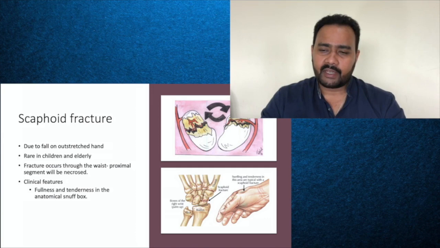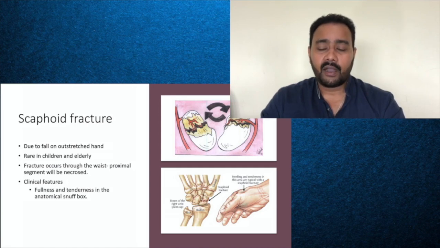What are the clinical features? Whenever you want to feel the scaphoid bone, this is what we call the anatomical snuff box. That is the place where you get swelling as well as tenderness. Swelling and tenderness over the anatomical snuff box indicate a scaphoid fracture. So the anatomical position of the scaphoid bone is very important to identify a scaphoid fracture clinically. That is the important anatomical landmark you should know.